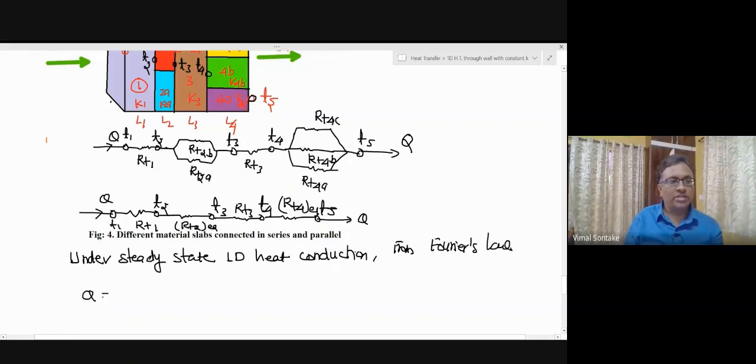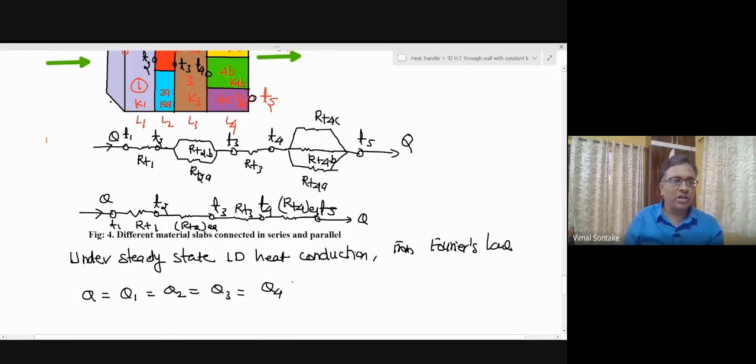Q can be expressed, now I am directly writing in terms of temperature differences and thermal resistance. So under steady state condition, the rate of heat transfer through material 1 will be equal to through material 2, equal to 3, equal to 4. So Q is equal to Q1 is equal to Q2 is equal to Q3 is equal to Q4.